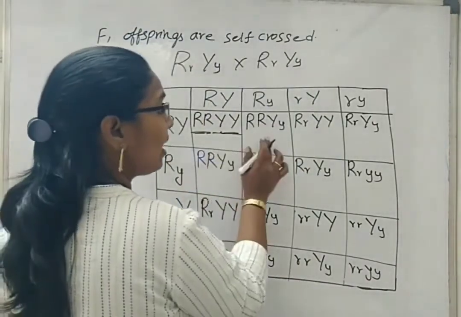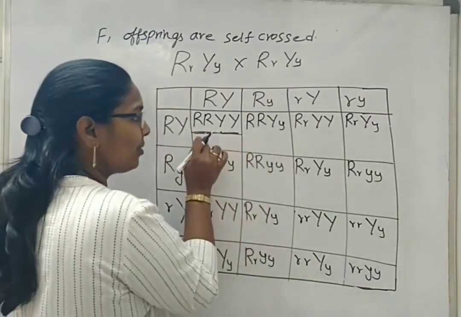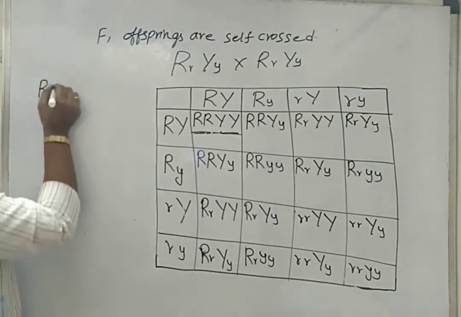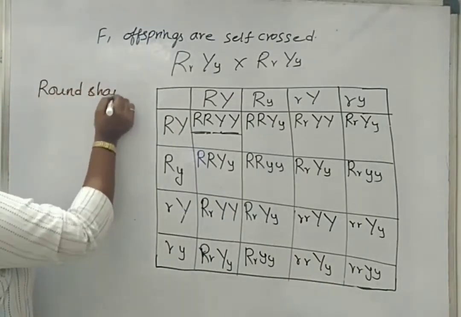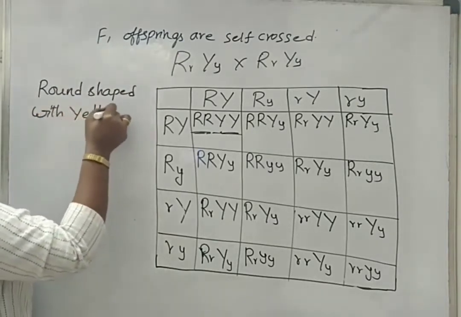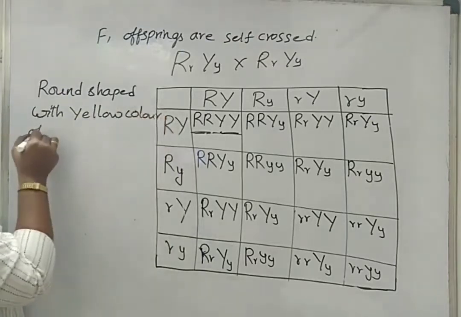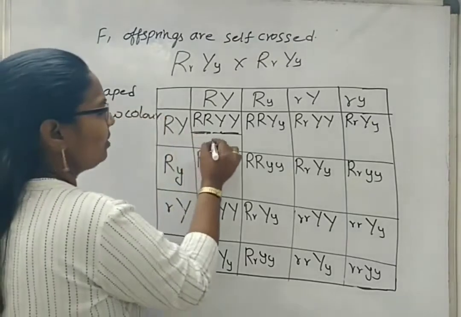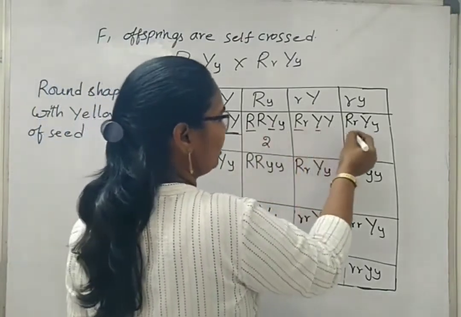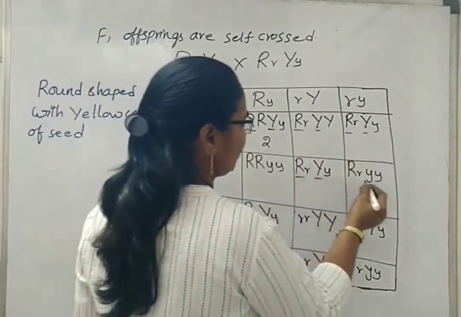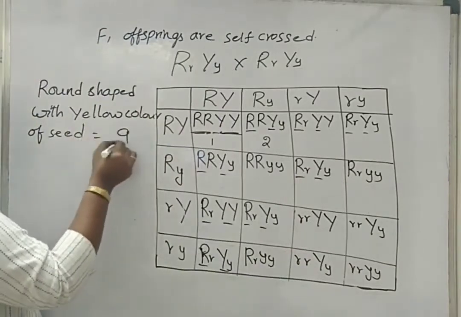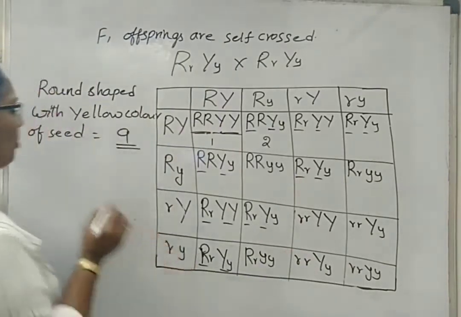How many of them are phenotypically expressing round shape of the seed with yellow color of the seed? That we'll see. Round shaped with yellow color of the seed. How many are there? So this one, 1, 2, because here there is one dominant allele of both the different types of phenotypic characters. 3, 4, 5, 6, 7, 8, 9. That number is 9.